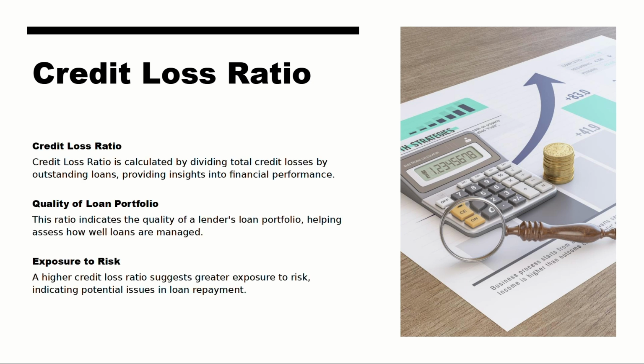Credit loss ratio. Credit loss ratio is calculated by dividing total credit losses by outstanding loans, providing insights into financial performance and the quality of the loan portfolio. This ratio indicates the quality of a lender's loan portfolio, helping assess how well loans are managed. Exposure to risk: a higher credit loss ratio suggests greater exposure to risk, indicating potential issues in loan repayment.